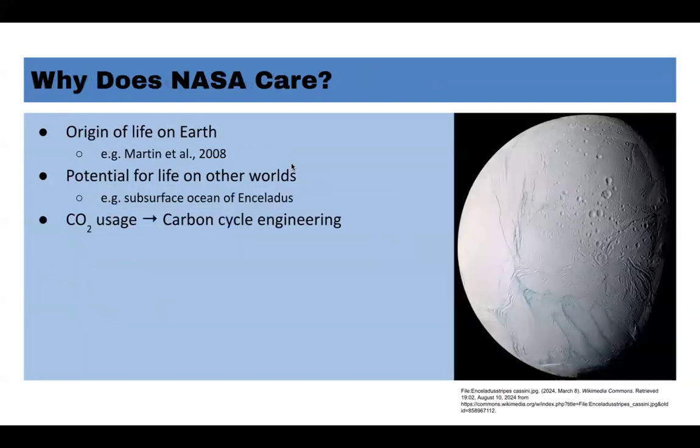So why does NASA care about these little single-celled organisms? There are three main reasons. First, some researchers think that life on Earth might have started out in the form of chemoautotrophs in serpentinizing systems. Second, and relatedly, that means that other worlds, particularly Enceladus, that also have serpentinizing systems, have the potential to host similar life forms. And finally, because of their ability to take up CO2, a key greenhouse gas, methanogens might help us engineer carbon cycles on Earth or elsewhere.